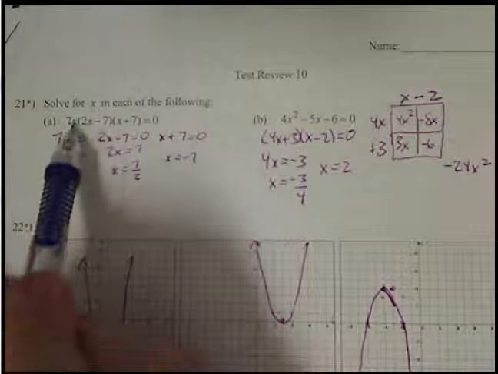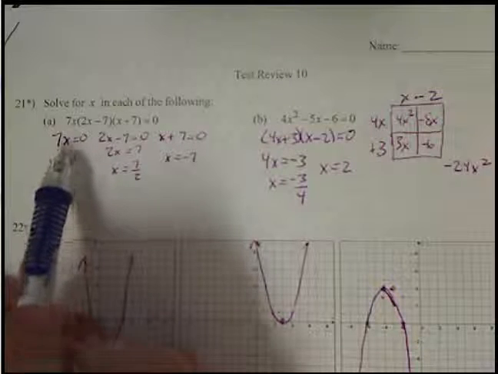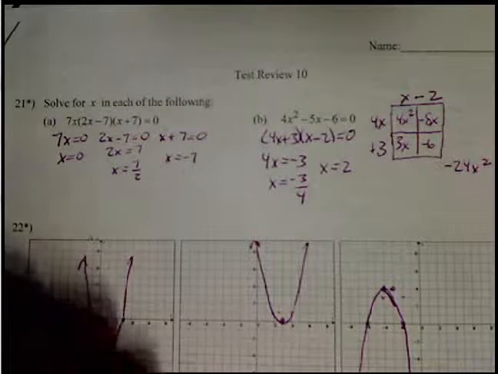Watch out for this guy. If there's no x here, if it was just 7 times this, then we would not have that as a solution. Remember, it has to have an x to be able to have a solution.